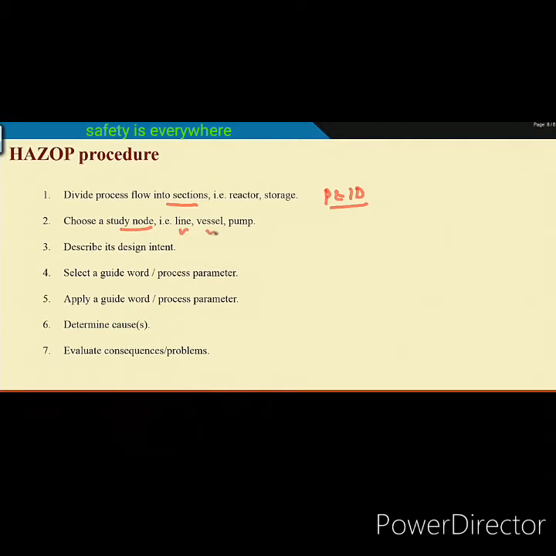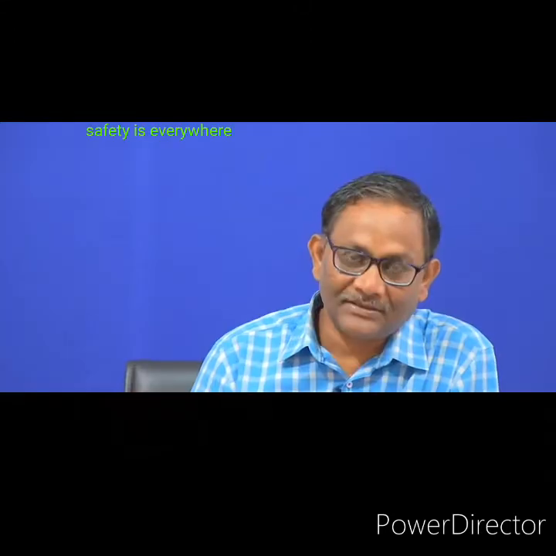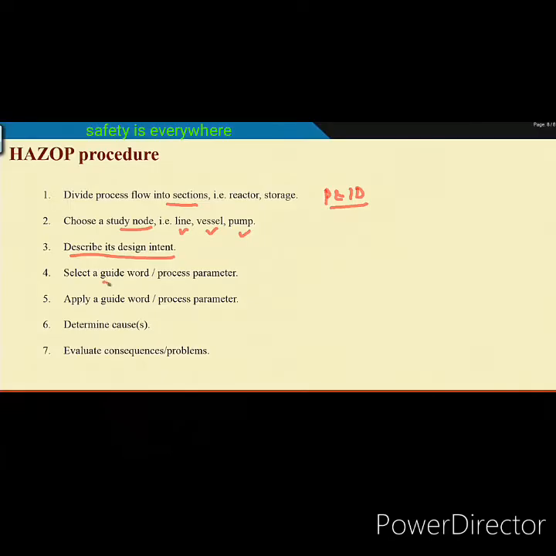A study node can be a line, a vessel, a pump. I told you it can be a component, a pipeline, or a subsystem as a whole. Then you find the design intent. What is design intent? You know the process parameters here. Every parameter, based on design, has some range or intention. It should be high, low, less, all those things. Then select a guide word and a process parameter, apply the guide word to the process parameter, and this gives you a deviation.